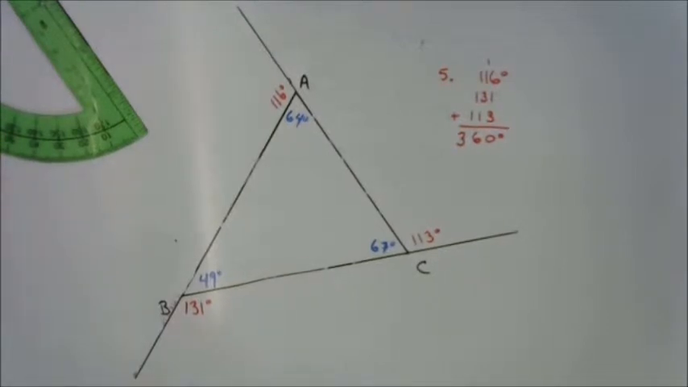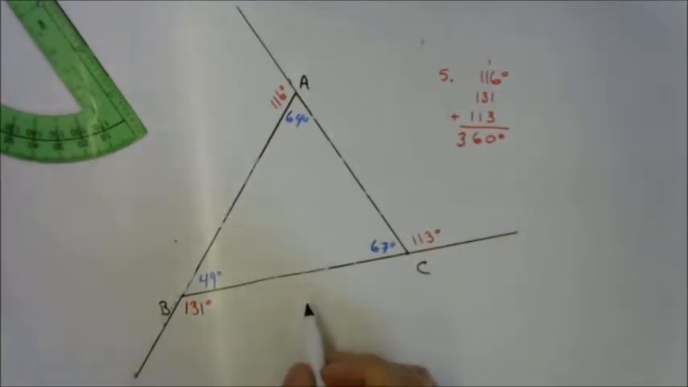6. How are the interior angle and the exterior angle at each vertex related? So, look at angle A. How are the interior and exterior related? Angle B. How are they related? Angle C. How are they related? One's obtuse and one's acute.